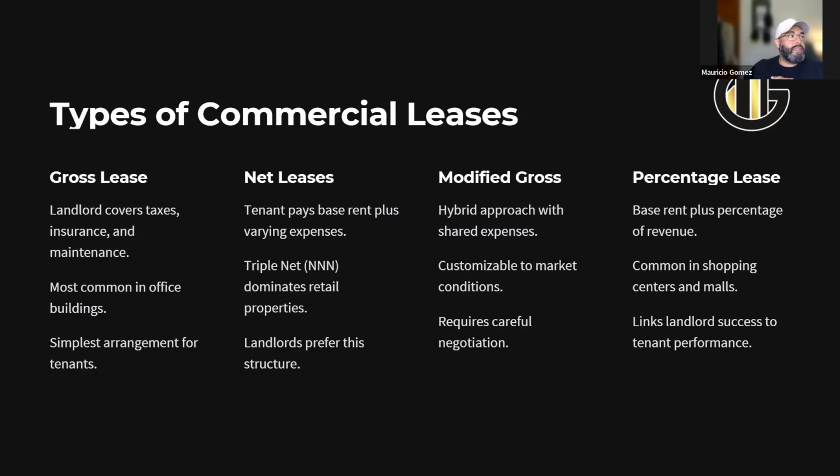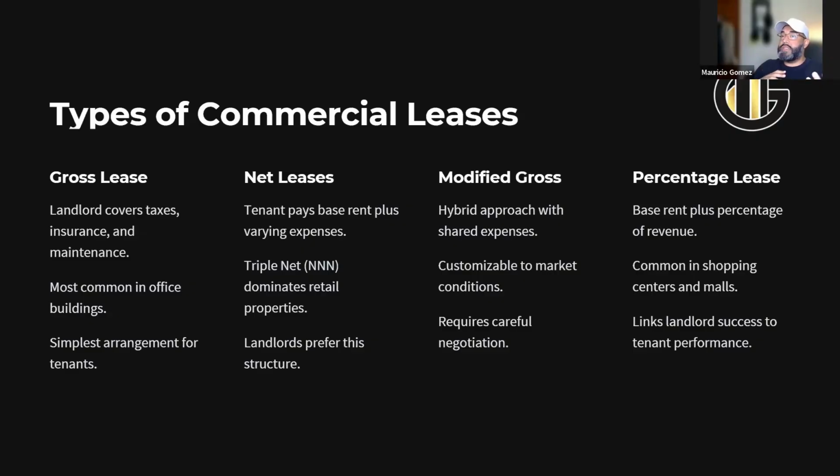Net leases, the tenant pays the base rent plus different types of expenses. There's double net and there's triple net. Triple net dominates the retail properties. This is an industrial nowadays. Triple net, as discussed before, it is taxes and insurance and the common area maintenance. And the landlord prefers this structure. Why? Because it covers their expenses, right?